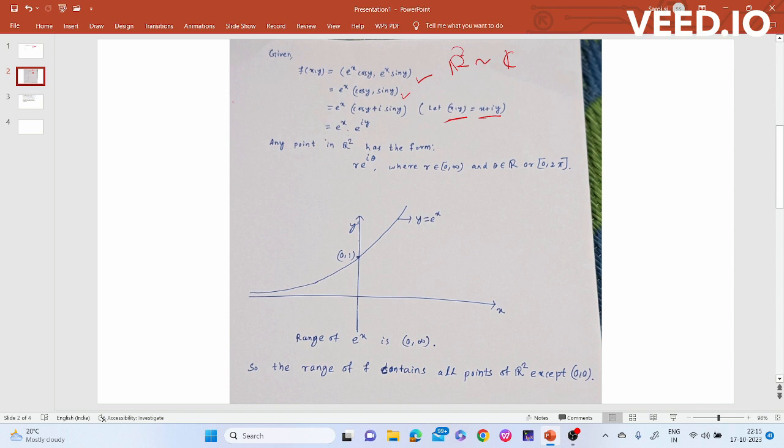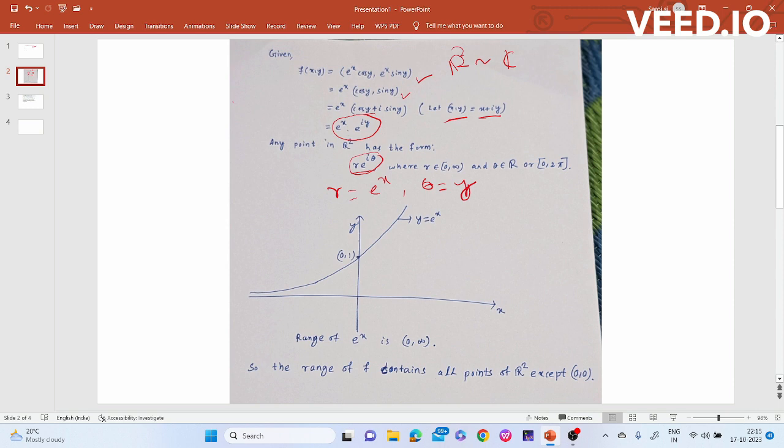And we know that any point in the plane has this form r times e to the power i theta. If we compare r times e to the power i theta to e to the power x times e to the power iy, then we will get r equal to e to the power x and theta equal to y. We will get this thing. But theta equal to y and y belongs to the real numbers, so theta does not create any problem.